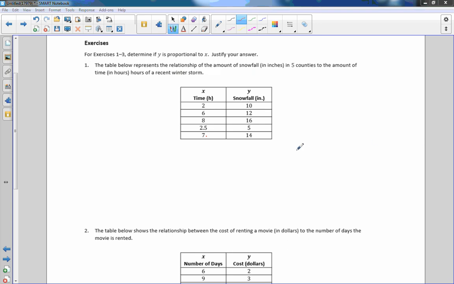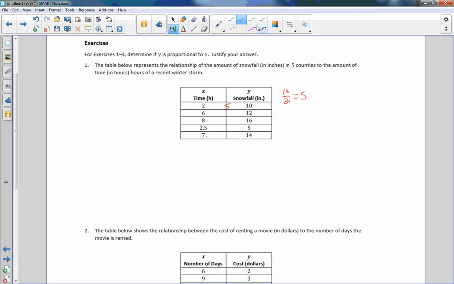Okay, so is this proportional? Well, what we need to do is determine if we're multiplying by the same value to get from 2 to 10. So in other words, we're going to take y and divide it by 2 to find out what we multiplied by. So 10 divided by 2 equals 5. So we multiply 2 times 5 to get 10.